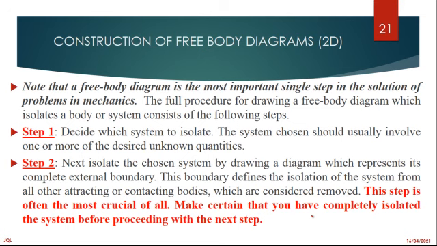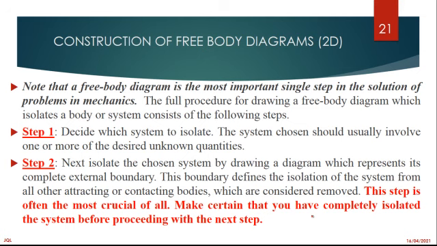Number one, decide which system to isolate. The first thing is you decide which system to isolate. The system chosen should usually involve one or more of the desired unknown quantities. At least you need to have one or more of the desired unknown quantities, but also try to start with the one with the minimum number of unknown quantities.